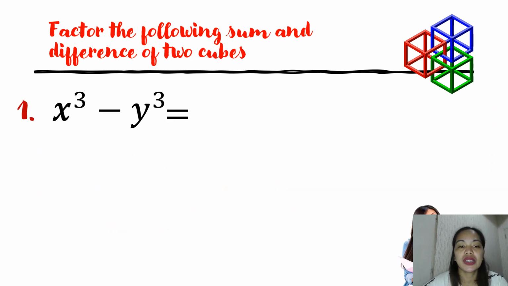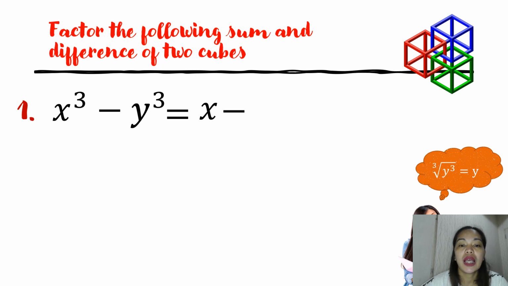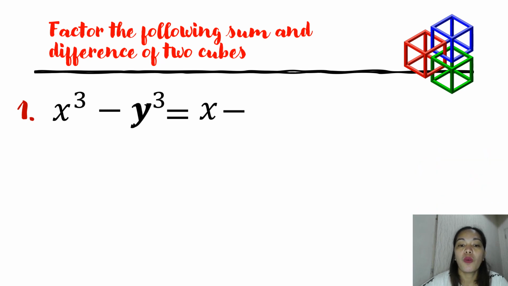x cubed minus y cubed. Ang una natin gagawin, get the cube root of the first term, and that is the cube root of x cubed, which is x. So let's write x, kopyahin ang operation, minus, and then get the cube root of the second term. Our second term is y cubed. So the cube root of y cubed is y. So let's write y. Then, enclose in parentheses.